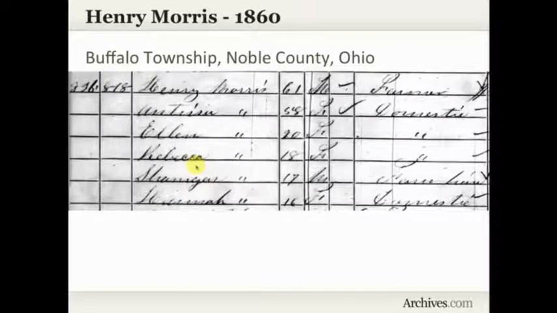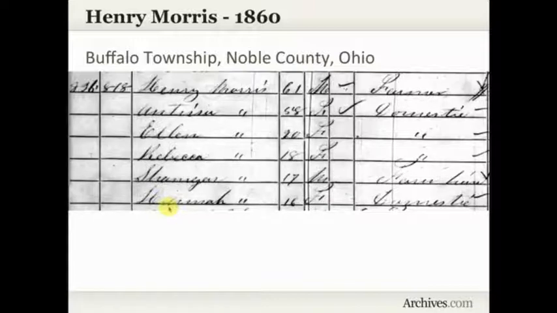As an example, here is the Henry Morris family in 1860. This is the 1860 census showing Henry Morris and his household in Buffalo Township, Noble County, Ohio. We have Henry, Antrim, Ellen, Rebecca, Shanninger, and Hannah. If I have this family in 1860 in Buffalo Township, Noble County, my first inclination is to look for them in Noble County in 1850. As we see in the rest of the census, the entire family is born in Ohio. So it makes sense to start there.